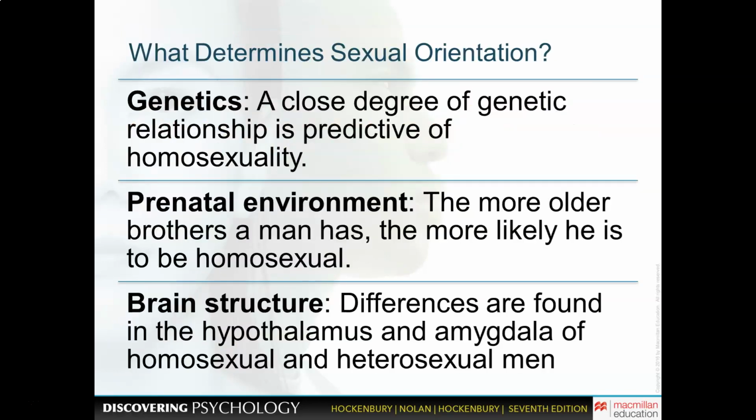And here's an interesting thing for a lot of people learning first about the psychology of sexual orientation and what causes it, what determines it. Researchers have determined that things like genetics, prenatal environment, and brain structure all determine sexual orientation. Please stop the video and look at this a little more in depth.